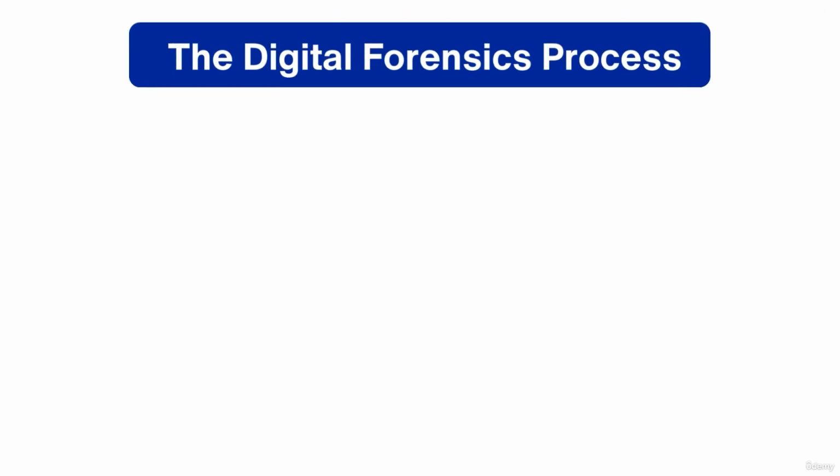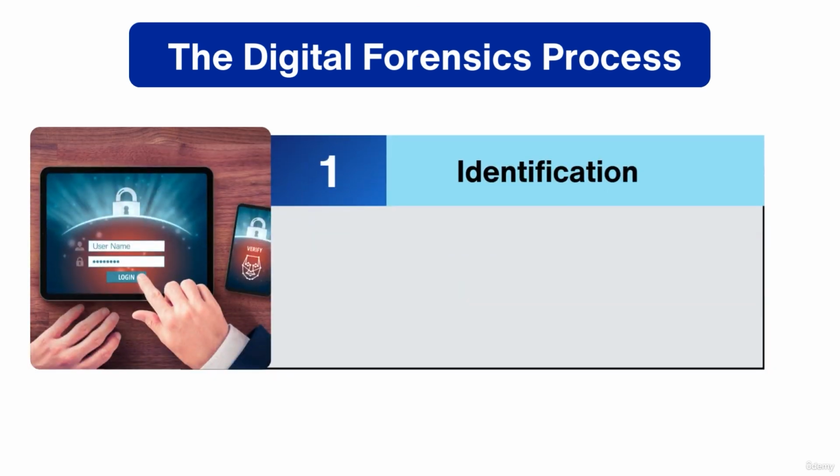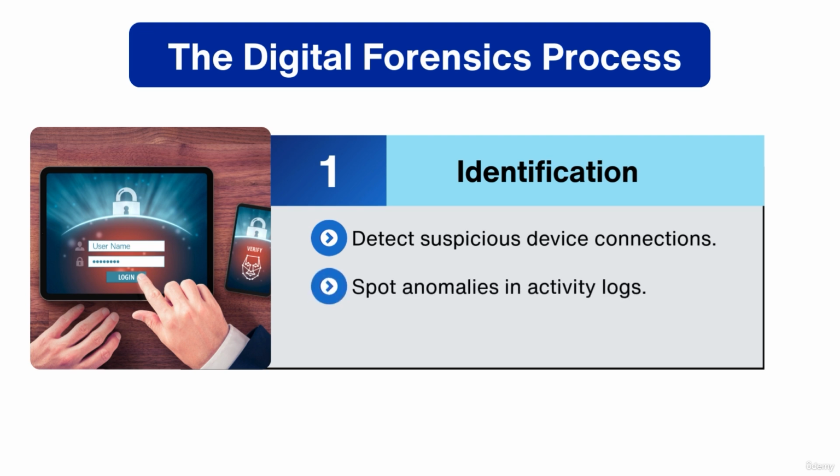Digital forensics process. To understand how it works, let's walk through the four main stages of the forensic process. One, identification. This is where investigators decide what data is relevant. For instance, discovering that a suspicious USB drive was connected to a company's laptop at a specific time.